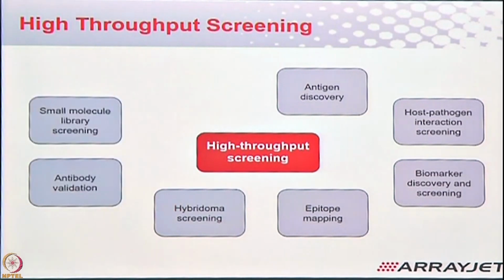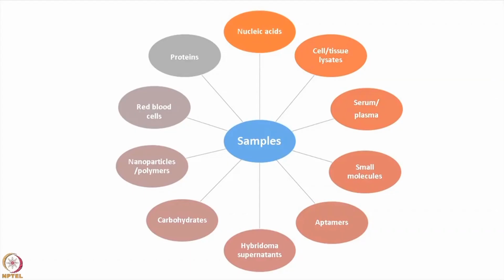Antibody validation, which we've all done. Small molecule library screening, again this is for drug targeting, therapeutic antibody screening, and gene expression profiling. Now you are going to think, what samples can ArrayJet handle? All samples can be printed.